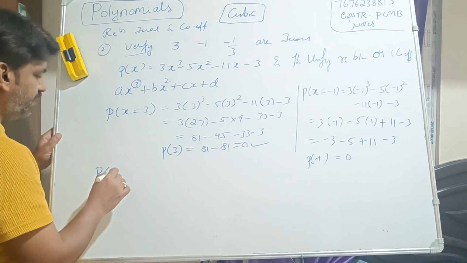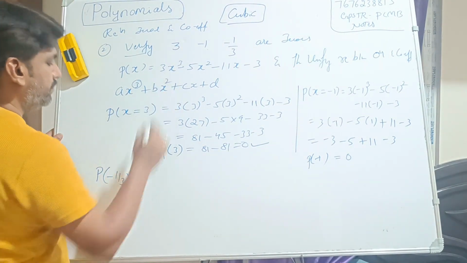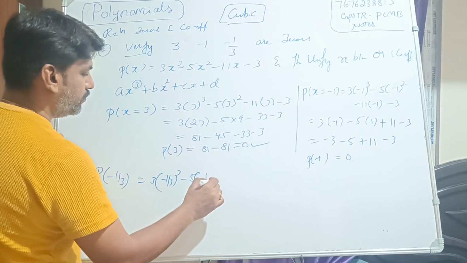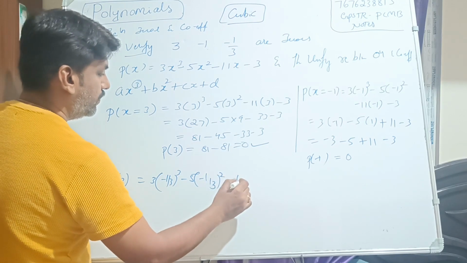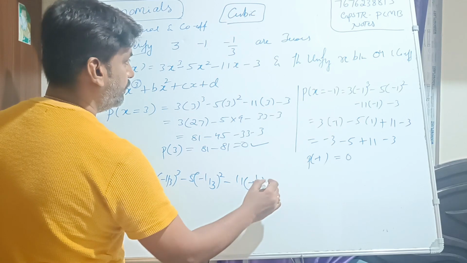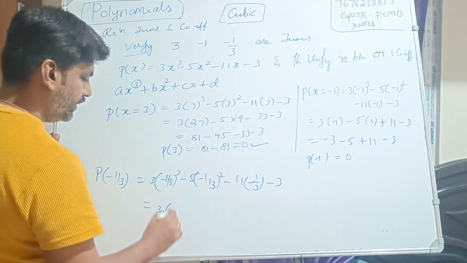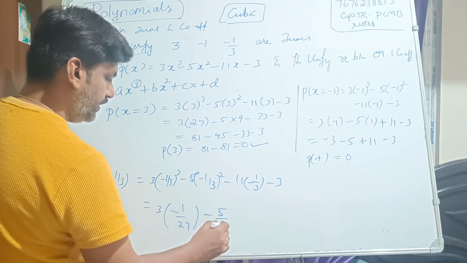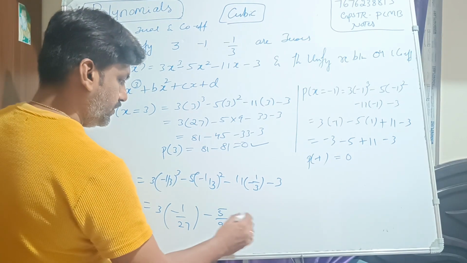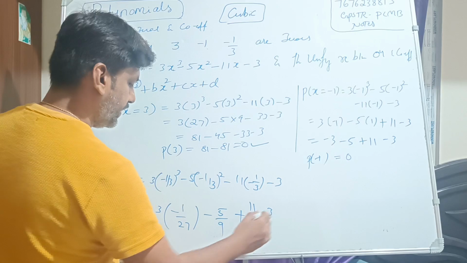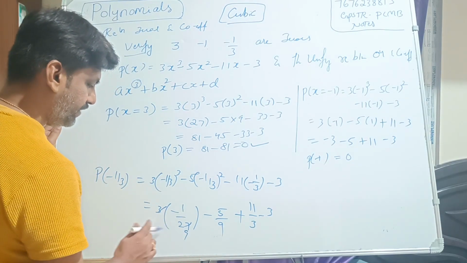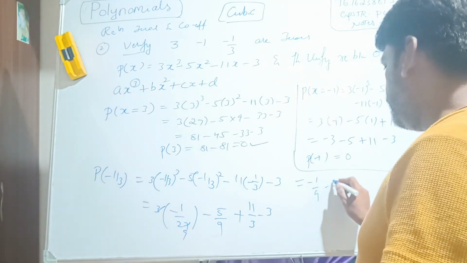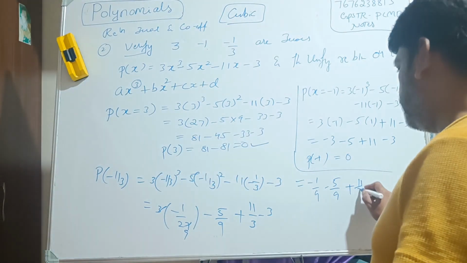Now what is p of minus 1 by 3? Substitute minus 1 by 3 here. Similarly to the previous, minus 1 by 3 cube, minus 1 by 3 squared, then 11 into minus 1 by 3. Start solving this. 3 into minus 1 by 27 is minus 1 by 9. Then 5 by 9. Minus into minus is plus, so it is 11 by 3, and then minus 3. So you will get minus 1 by 9 minus 5 by 9 plus 11 by 3 minus 3.